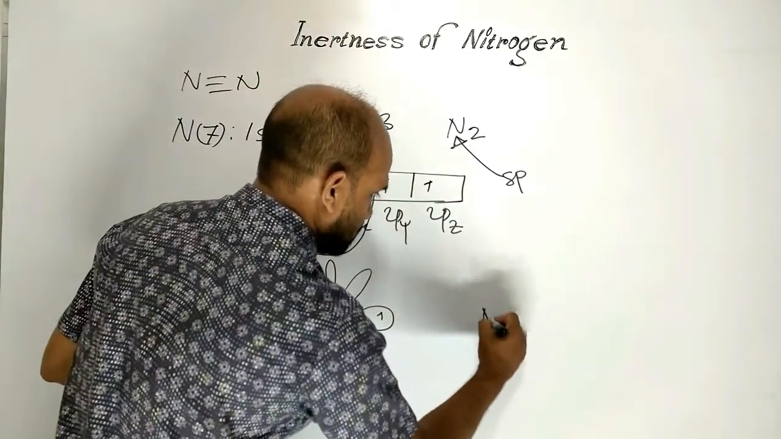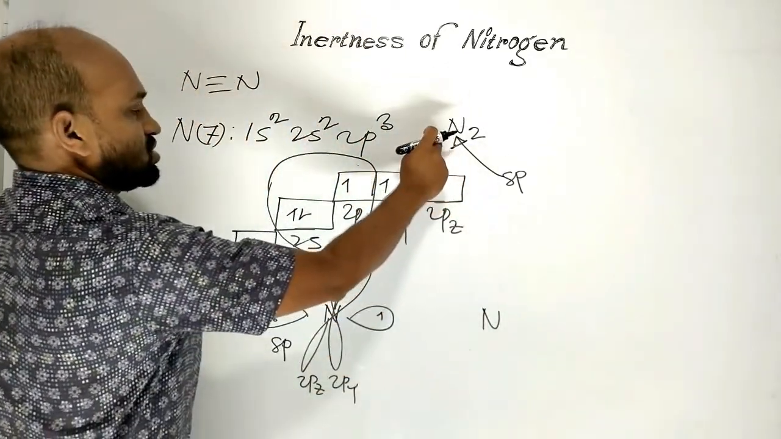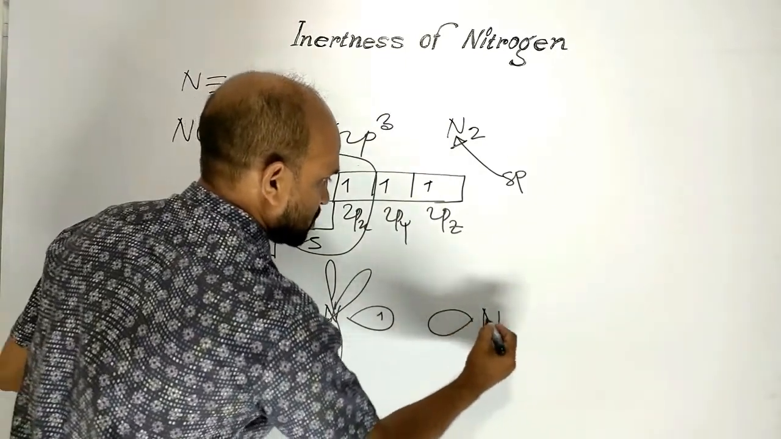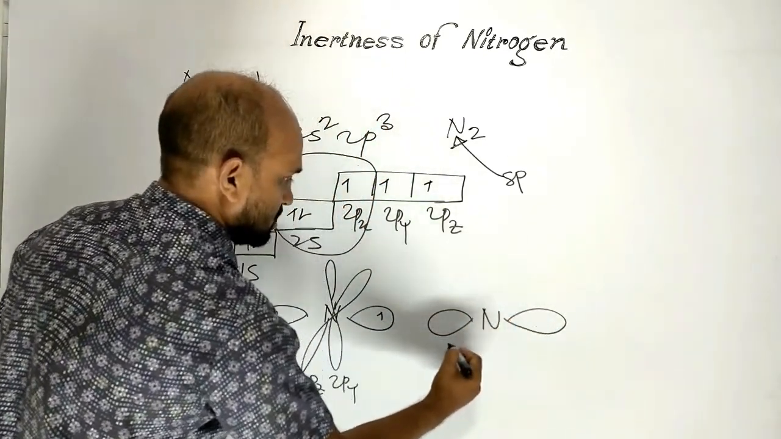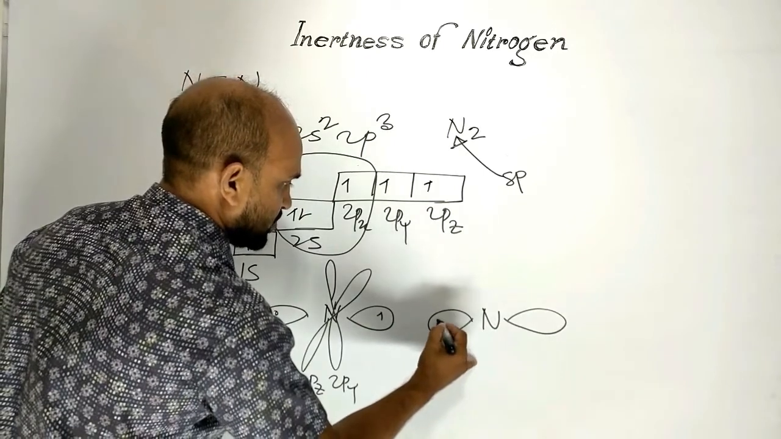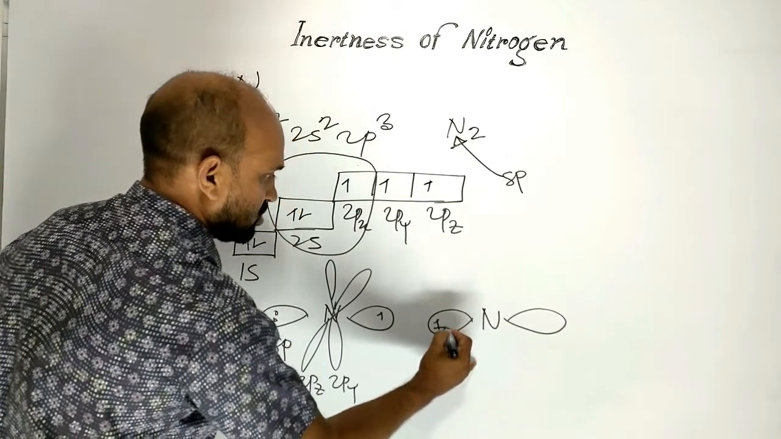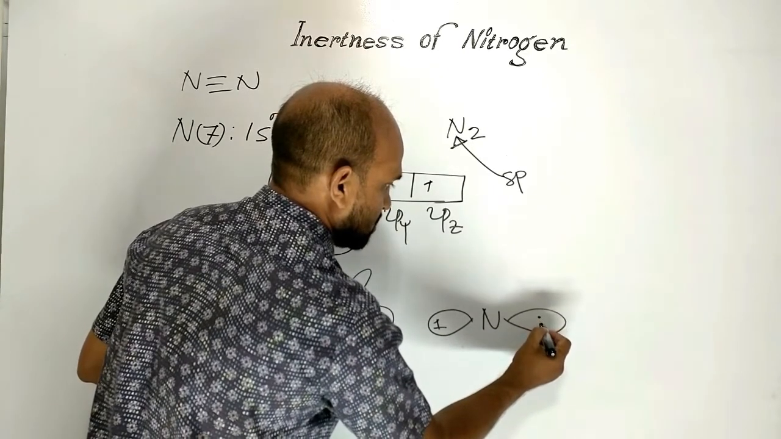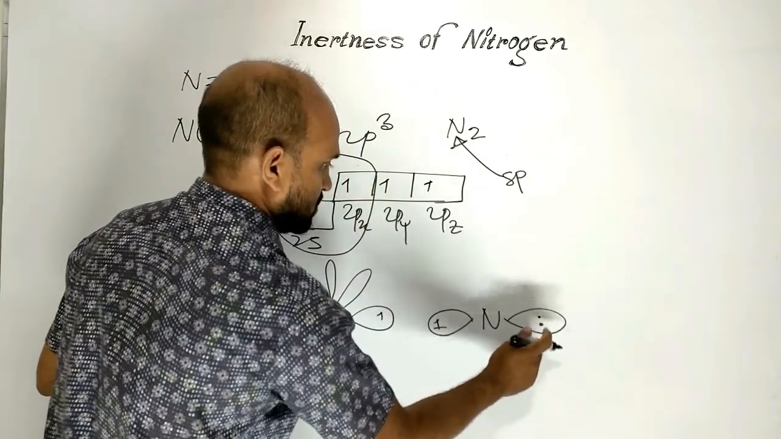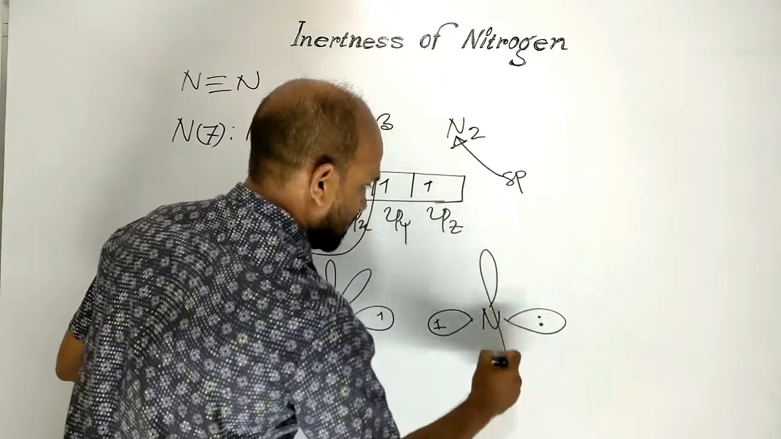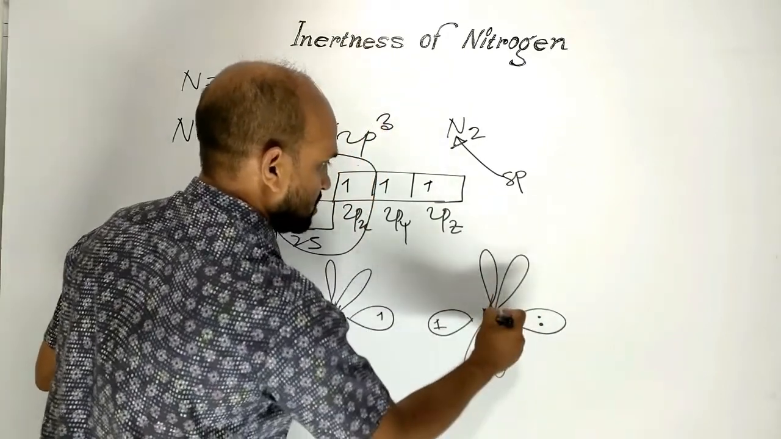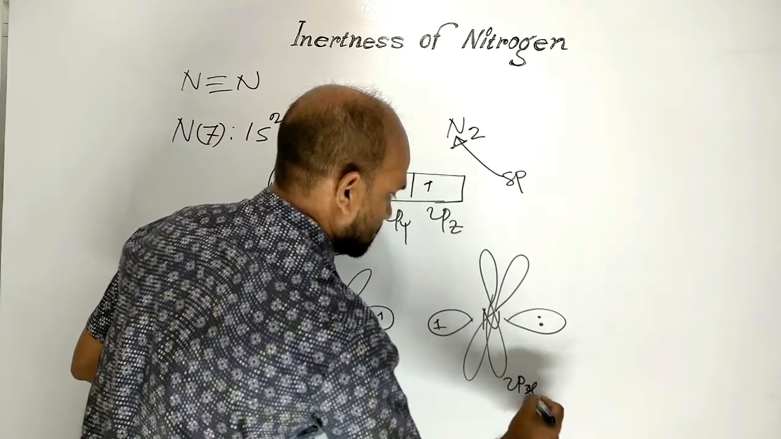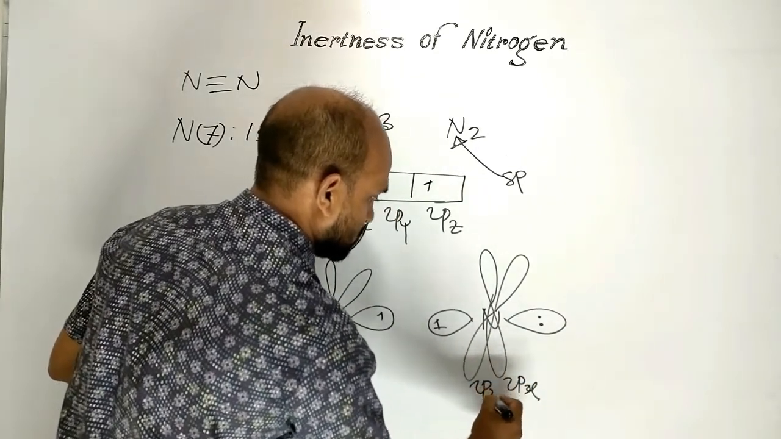In the other nitrogen atom, sp hybridization also occurs. One sp hybrid orbital contains 1 electron and another sp hybrid orbital contains 1 pair of electrons, and the 2 unhybridized orbitals are, suppose, 2px and 2pz.